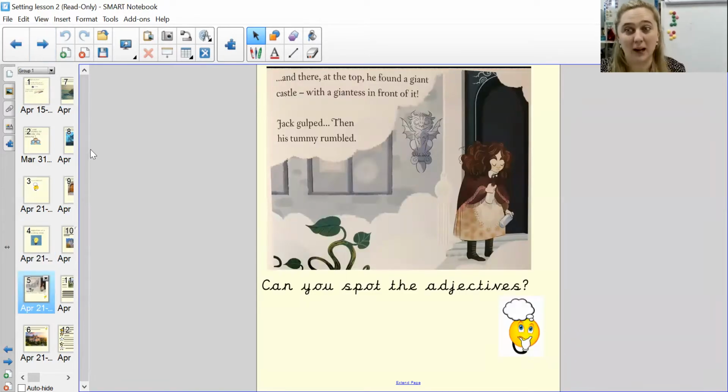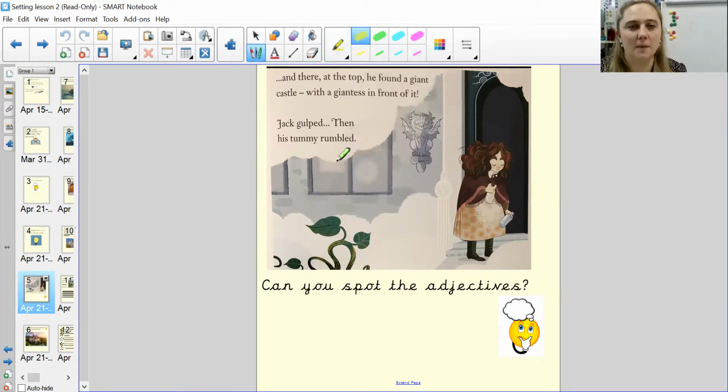Okay, so we're going to play Spot the Adjective in this page on our story. Okay, so I'm going to read it to you. Can you tell me what the adjective is? And there, at the top, he found a giant castle with a giantess in front of it. Could you figure out what is the adjective that the author uses to describe the castle?